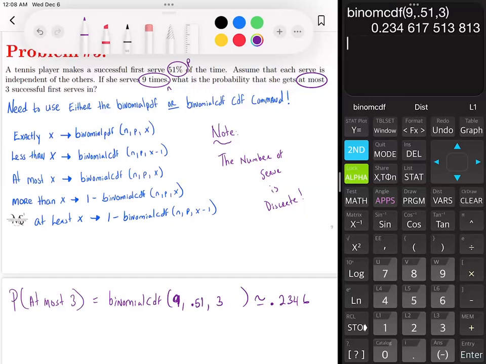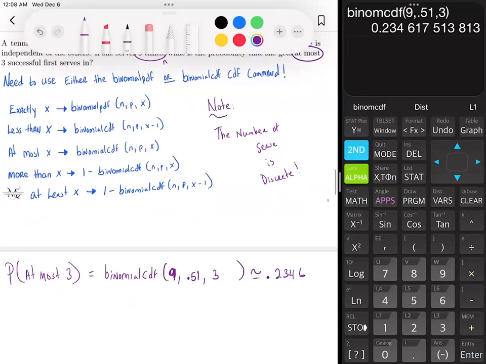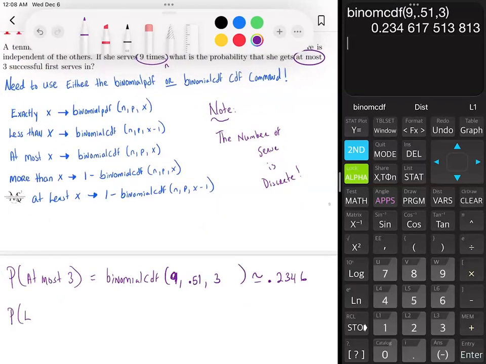Now, let's say they change up the wording, like they want to find the probability of getting exactly 3, for example. The difference between at most 3 and exactly 3: in the exactly cases, you're using a PDF command. So you would need to do binomial PDF, and then you would do the values of n, p, and x. So they all stay the same, 9, 0.51, followed by 3.